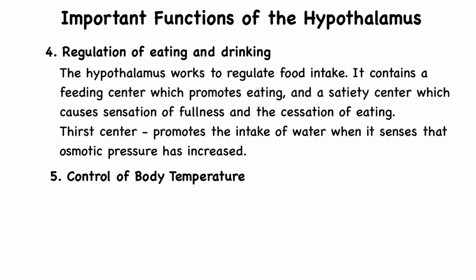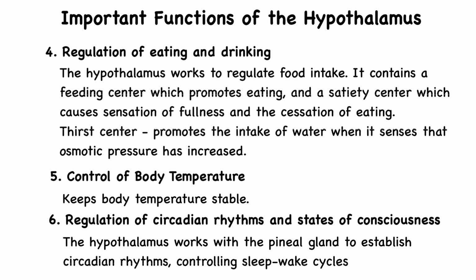The hypothalamus also functions as the body's thermostat. If the temperature is above normal, the hypothalamus will direct the autonomic nervous system to stimulate activities that promote heat loss. If the blood temperature is below normal, the hypothalamus generates impulses that promote heat production and retention. And finally, the hypothalamus also works with the pineal gland to establish circadian rhythms and control sleep-wake cycles.